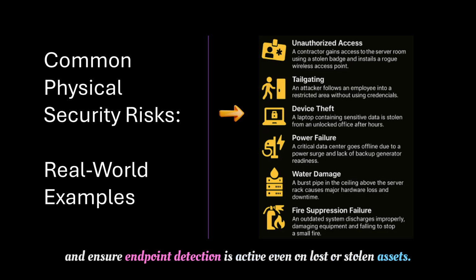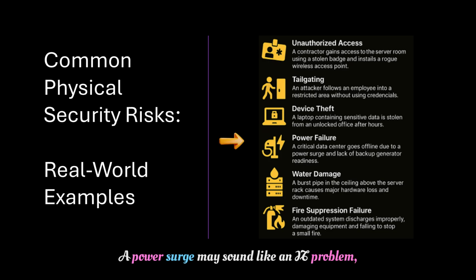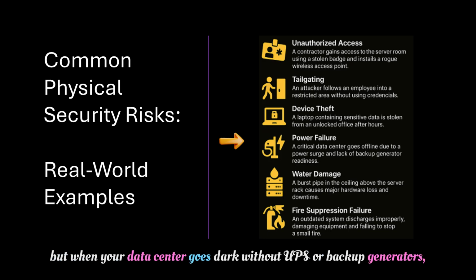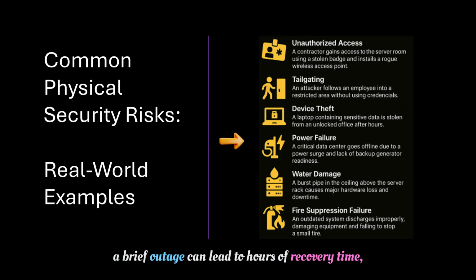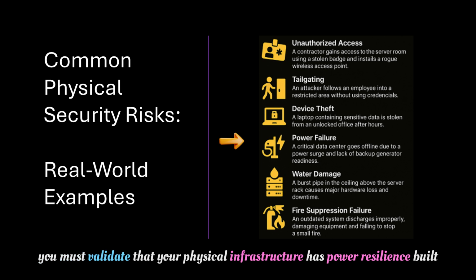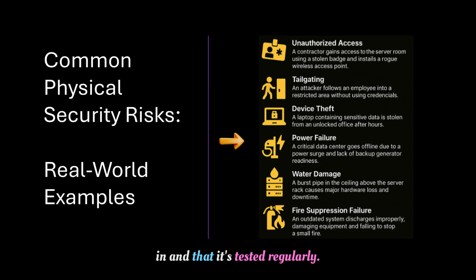A power surge may sound like an IT problem, but when your data center goes dark without UPS or backup generators, it becomes a leadership issue. Without contingency planning, a brief outage can lead to hours of recovery time, data loss, and reputational damage. As a leader, you must validate that your physical infrastructure has power resilience built in, and that it's tested regularly.